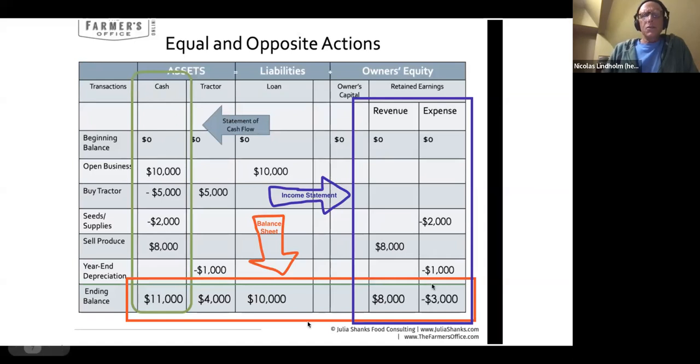And this is where these three tools all interact. So across the bottom in red, this is what the balance sheet is doing for you. It's taking account, on a given day at a given time, of your assets, which were $11,000 in cash and $4,000 worth of a tractor. And then your liabilities, which is that $10,000 loan, and then your owner's equity, which was +8 and -3, so that's 5. And again, the balance sheet is simple math. It's your assets, $15,000, minus your liabilities, $10,000, which leaves $5,000.